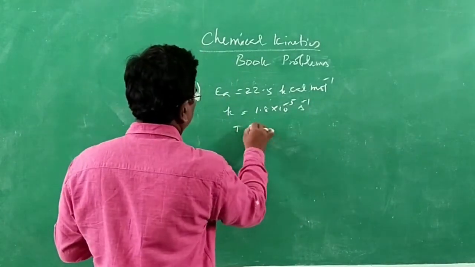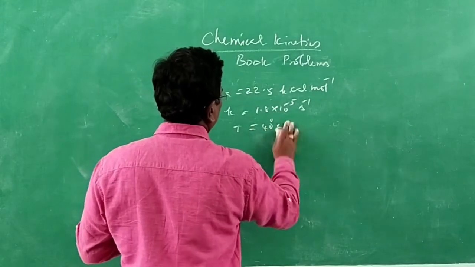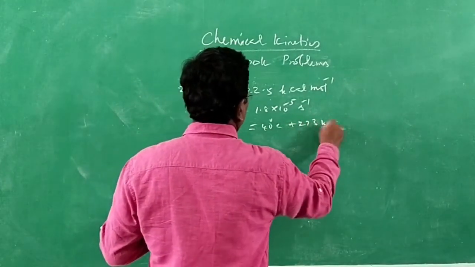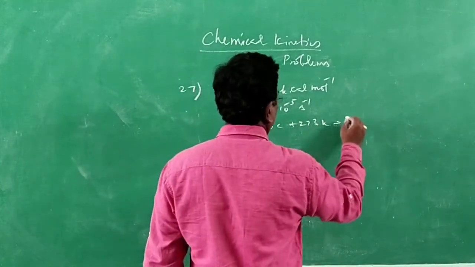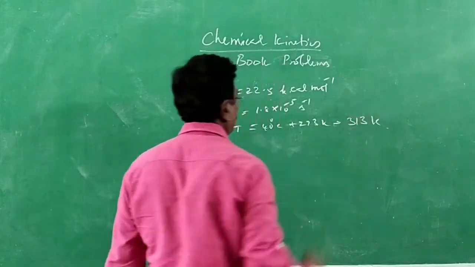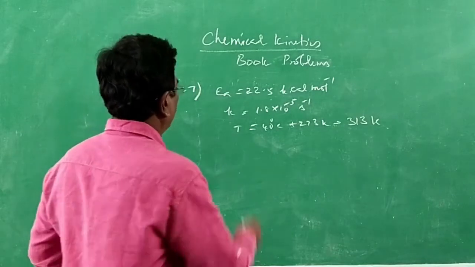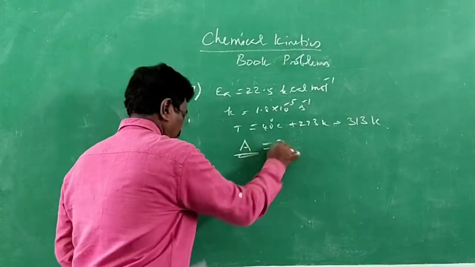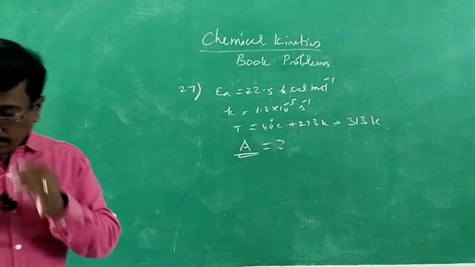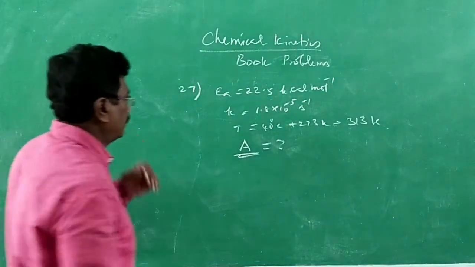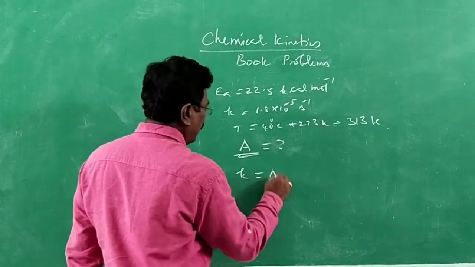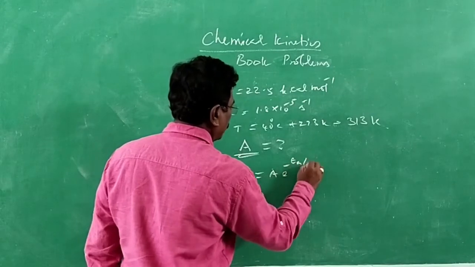Temperature at 40 degrees Celsius. 40 degrees Celsius corresponds to plus 273 Kelvin, which is equal to 313 Kelvin. All right. Now, the question is calculate frequency factor A. A is asked. So, how to solve the sum? We know that K is equal to A into e power minus EA by RT.